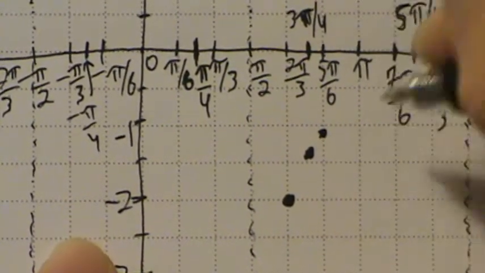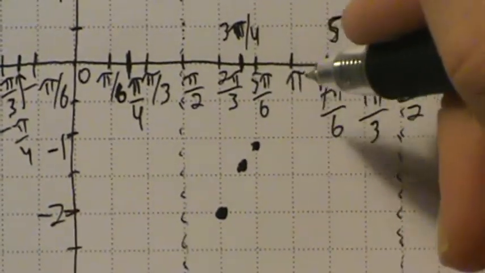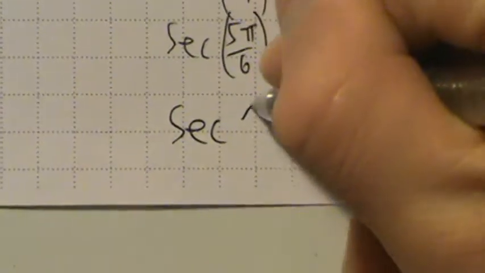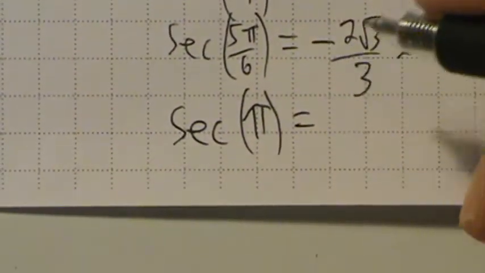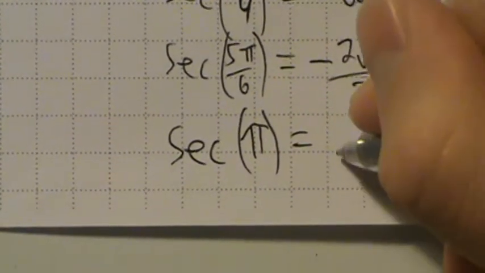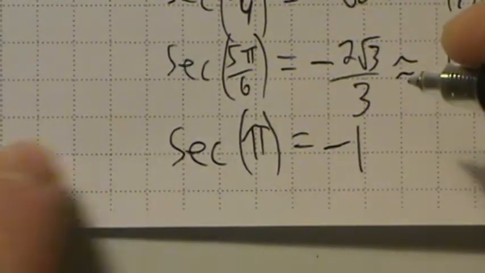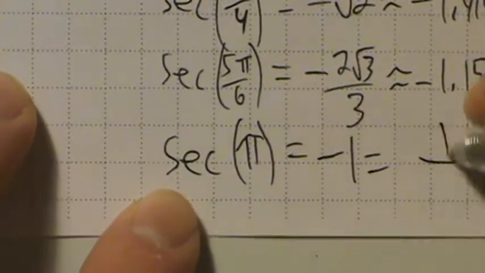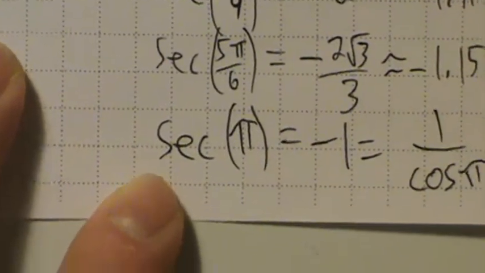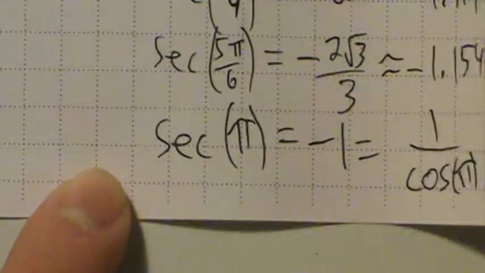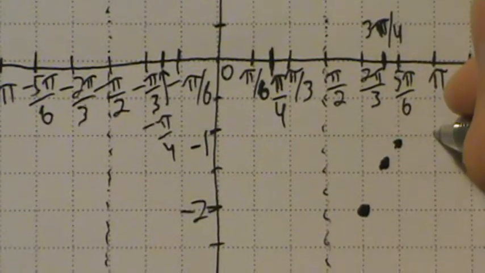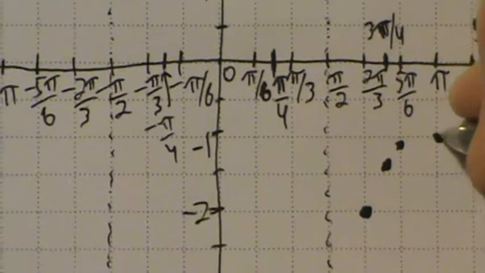Now what about pi? Pi is the next guy here. So secant of pi is going to be negative 1, because it's 1 over the cosine of pi. Cosine of pi is negative 1. So let's actually just write that out. It's 1 over cosine of pi, and cosine of pi is negative 1. So 1 divided by negative 1 is negative 1. So pi comma negative 1 is a point on the graph here.